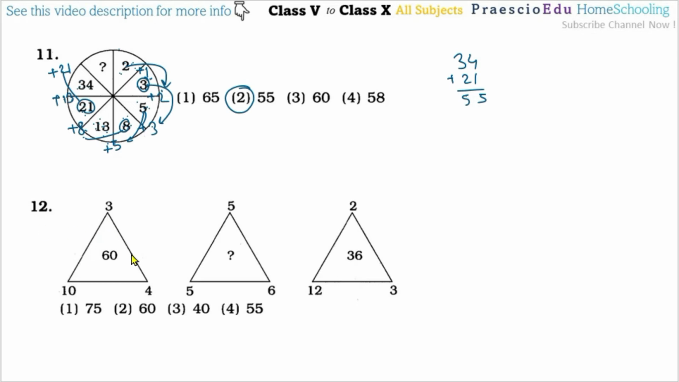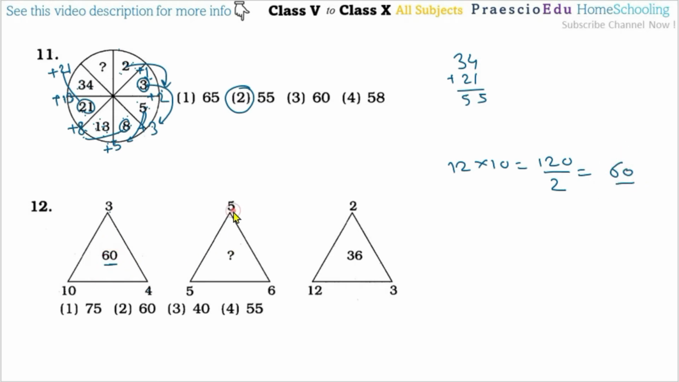There are numbers available on a triangle's vertices. If you take the product of the numbers at the vertices, 3 multiplied by 4 is 12, and 12 multiplied by 10 is 120. If you divide this by 2, we get 60, which is at the center of this figure.